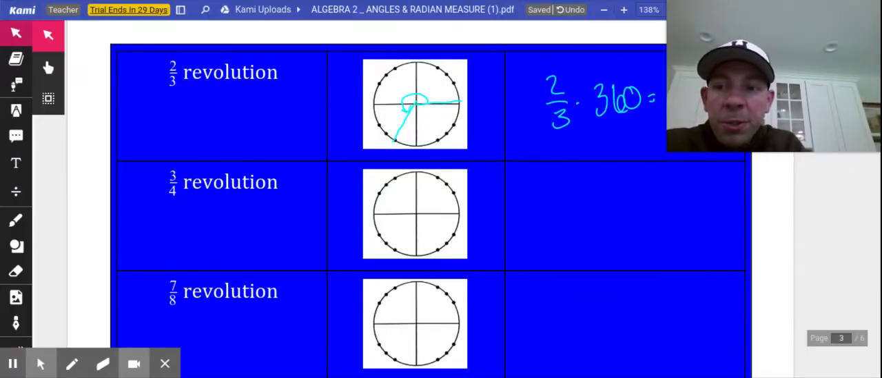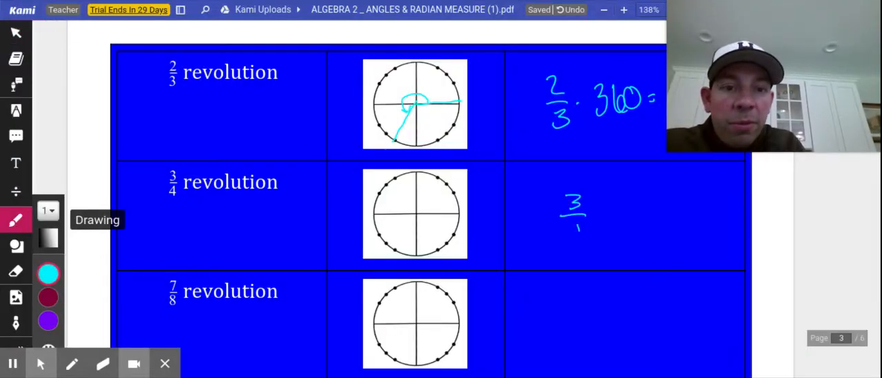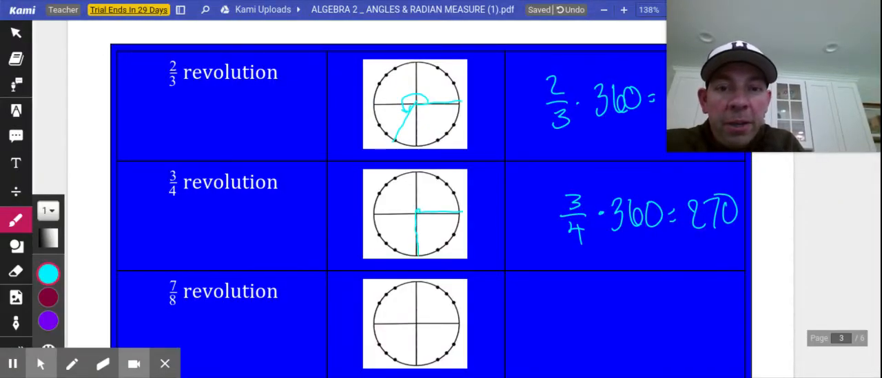Speaking of 3/4, 3/4 of a revolution would put you at 270. So that's going to say if we start here, we're going to go all the way to here. So we're going around the horn that way.